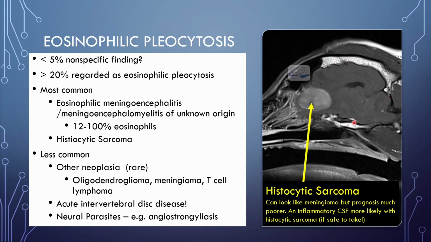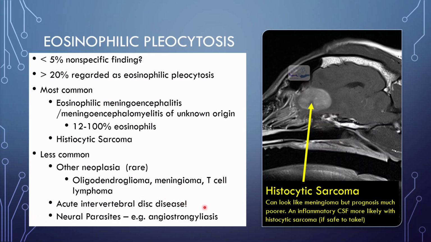And this is why in many instances, especially if you suspect a brain tumour, the CSF sample is taken after the advanced imaging because of that risk of herniation. You can also see it with other tumours, and an eosinophilic pleocytosis has been reported in all of these tumours, including, maybe quite surprisingly, a T-cell lymphoma. It's also been reported in acute intervertebral disc disease, and not just one dog either, which is quite a surprise.